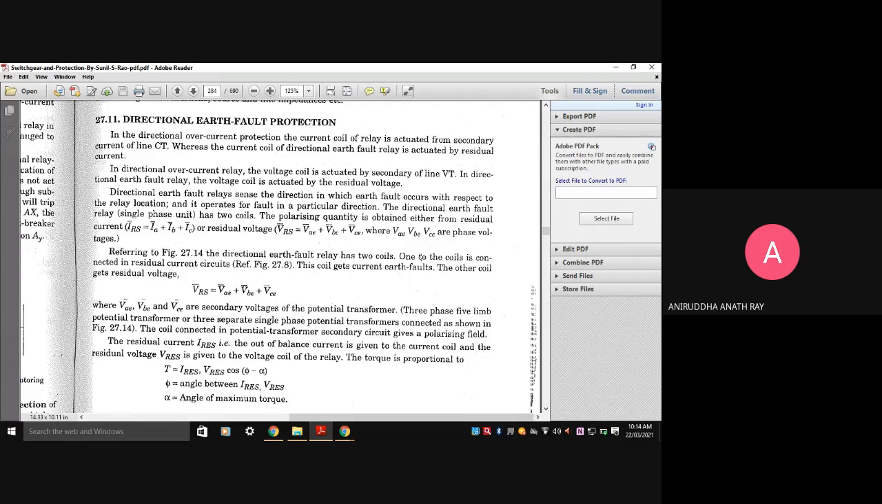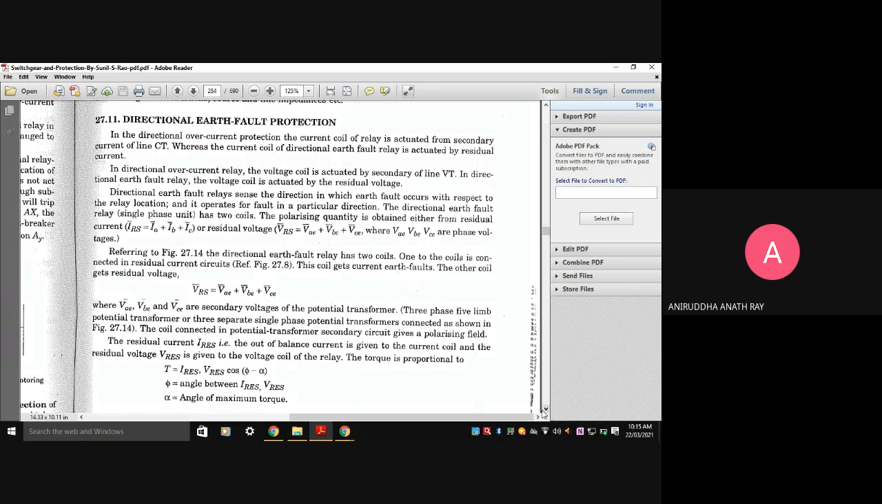Now again, the directional earth fault relay single phase unit has two coils. The polarizing quantity is obtained either from residual current, that is IR equal to IA plus IB plus IC, or residual voltage VR equal to VAE plus VBE plus VCE, where VAE, VBE and VCE are the phase voltages.